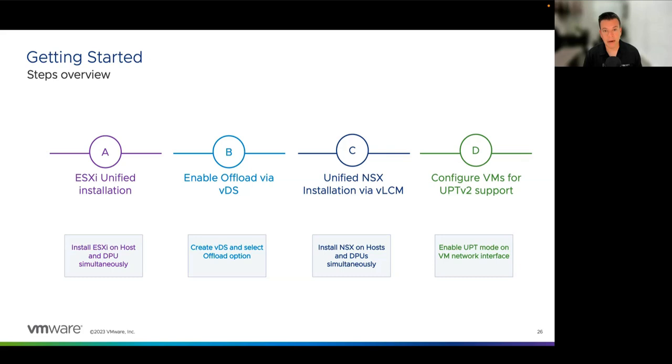The next step, after ESXi has been installed and you have added your ESXi host to vCenter, you would take an additional step of creating or enabling offloading capabilities via a vSphere distributed switch. On vSphere 8, we have an option on this distributed switch to enable this offloading capability. Then after that, you would add the host directly to that distributed switch, just like you do now.